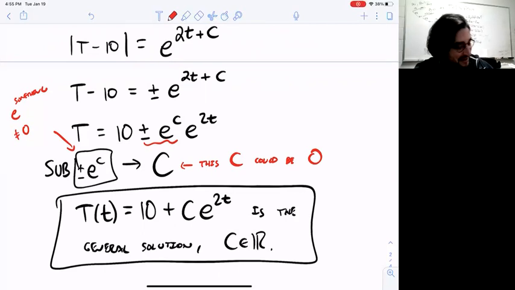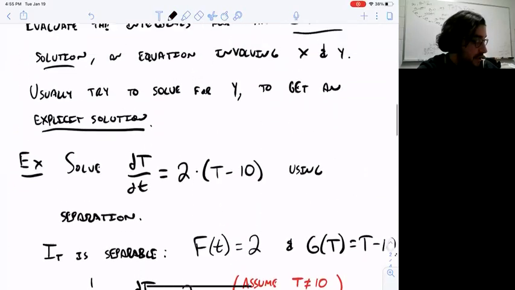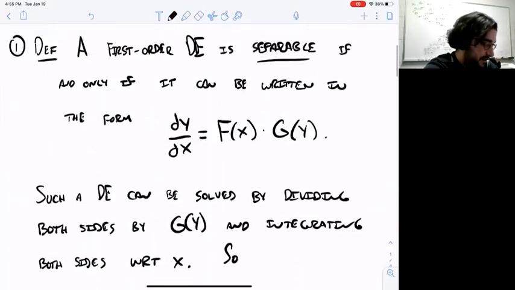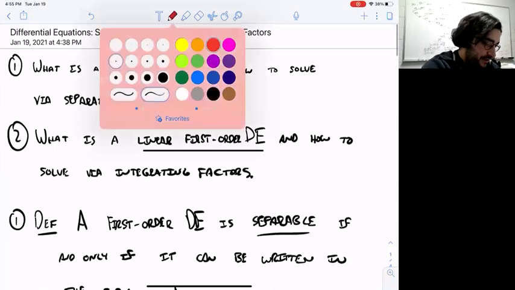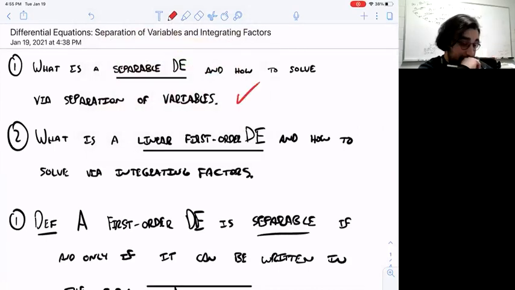It's good that we did because 10, the constant function 10, is a perfectly good solution to this differential equation. So it's a little bit subtle, but at the end of the day, that is the general solution. So that's separation of variables and an example of solving a differential equation using separation of variables, right? So that is our first thing on our to-do list.